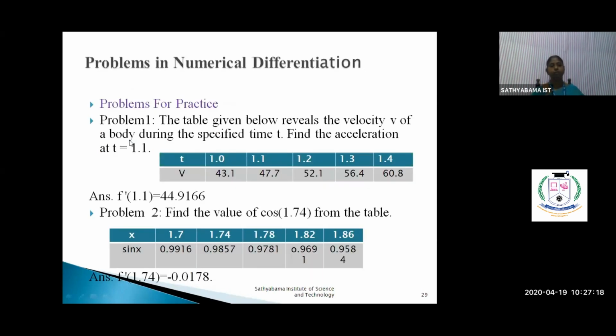Okay. So far we have seen 4 problems. All 4 problems are very different problems. Now for practice, I have given these 2. The first problem is: the table given below reveals the velocity v of a body during the specified time t. Find the acceleration. And look at that, v is given. It's not the distance or displacement. Here from the velocity, you are going to find the acceleration.